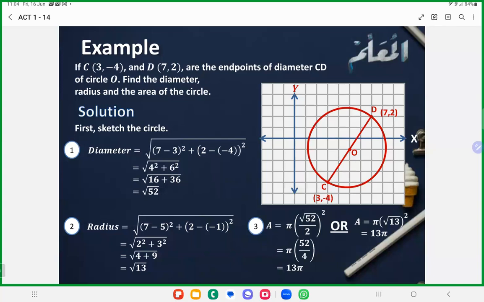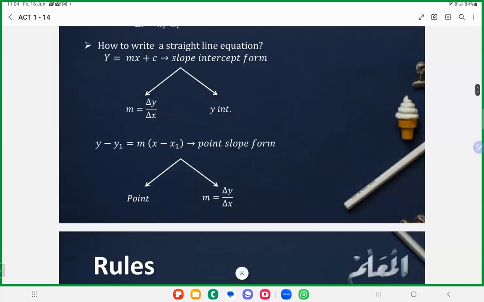How can you calculate the center? In coordinate geometry, if you have a circle with 2 points at the edge of the diameter, you can calculate the center by the midpoint. How can I calculate the diameter? It's the distance between C and D. How can I calculate the radius? It's the distance between D and O, or you can take the distance between C and D and divide that by 2. That's how you calculate the radius.